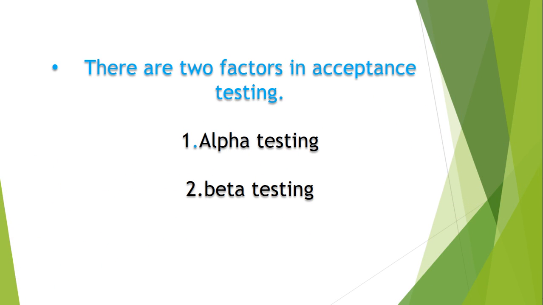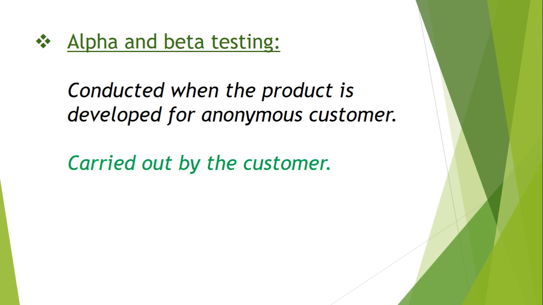There are two kinds of factors in acceptance testing: alpha testing and beta testing. We will talk about alpha and beta testing in the next slide. Alpha testing is conducted when the product is developed for an anonymous customer, and beta testing is carried out by the customer.